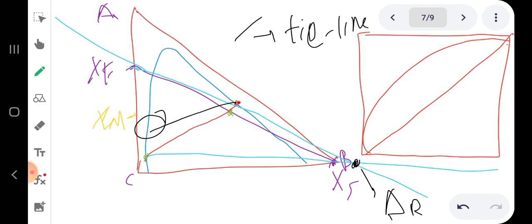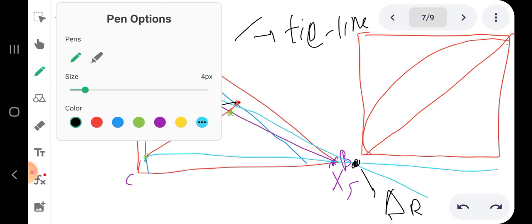You connect this point that you stop at with the delta R point. Okay, so this point you stop here. What you do, you connect it with delta R point. Okay, you connect it with delta R point. Let me draw it, I think, let me draw it in red.